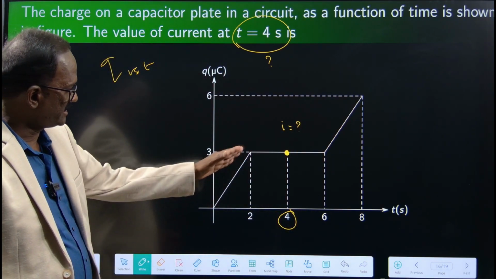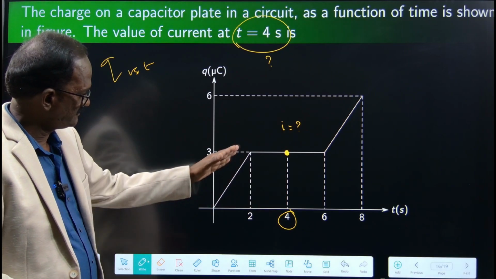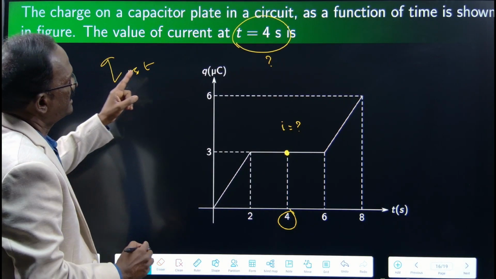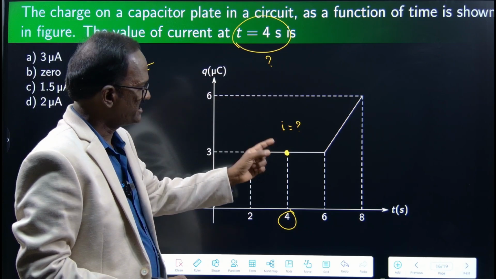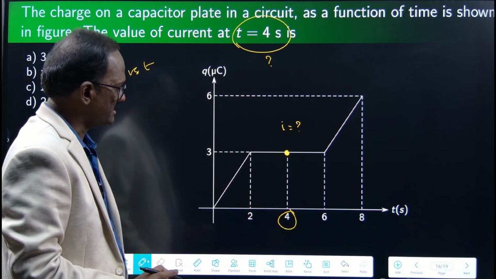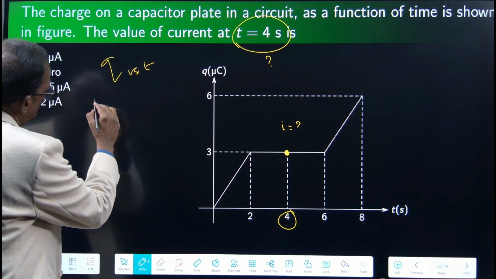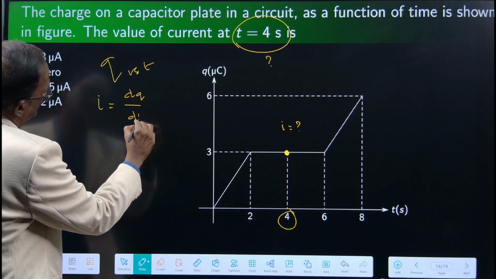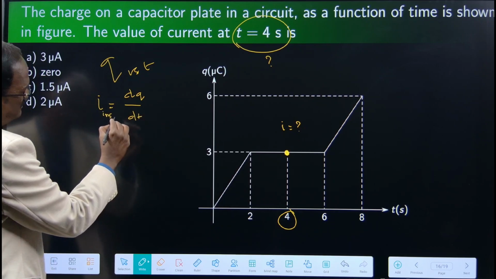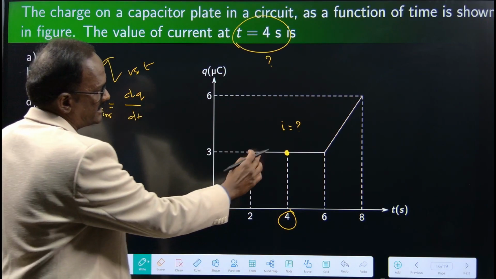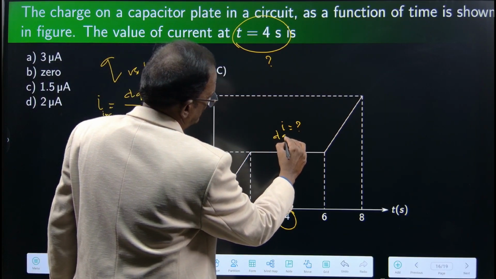So Q varies here. Instantaneous current they are asking. Exactly at T is equal to 4 seconds means at this particular instant. Instantaneous current they are asking. So this is I is equal to instantaneous value. We will write this formula, I instant. I instant is equal to dq by dt. Here what is the value of dq by dt?